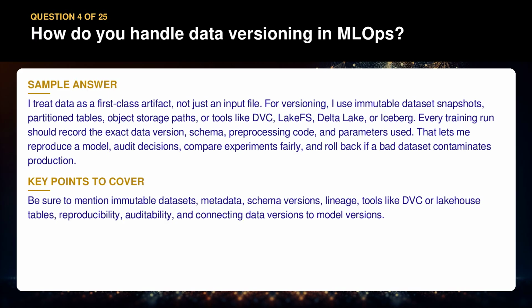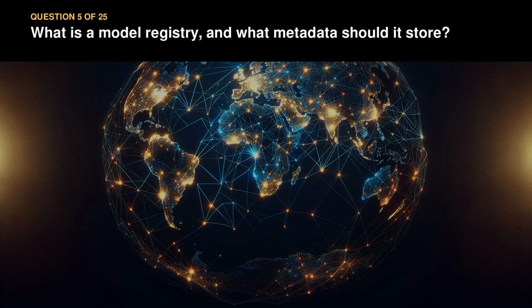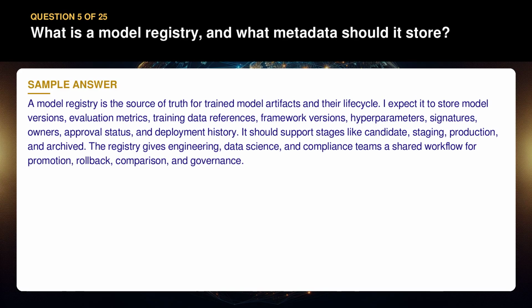Be sure to mention immutable datasets, metadata, schema versions, lineage, tools like DVC or Lakehouse tables, reproducibility, auditability, and connecting data versions to model versions. Question 5. What is a model registry, and what metadata should it store? A model registry is the source of truth for trained model artifacts and their lifecycle.